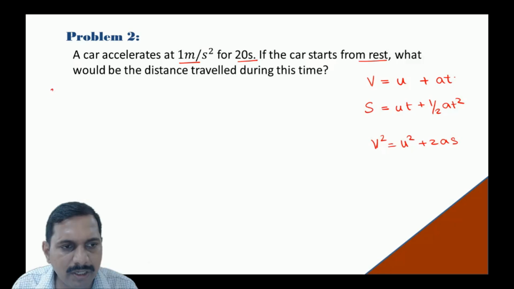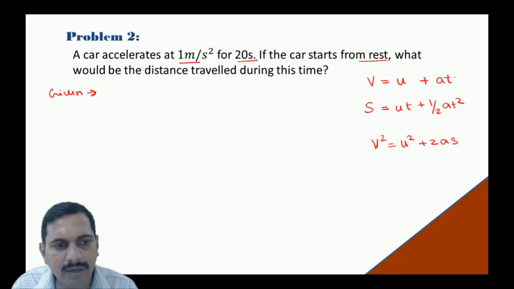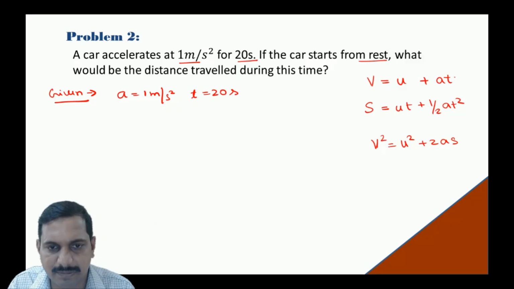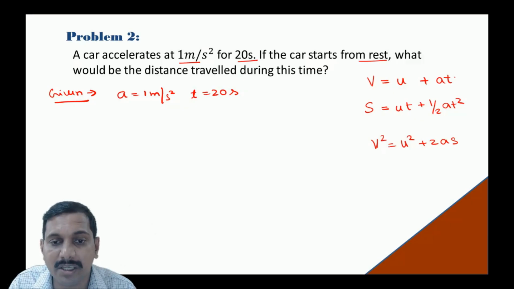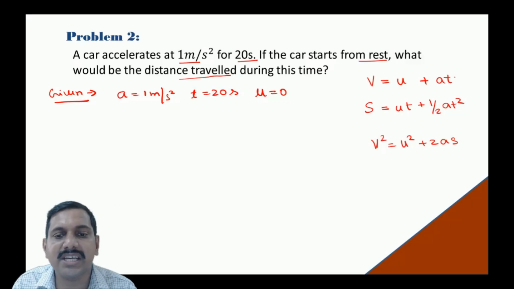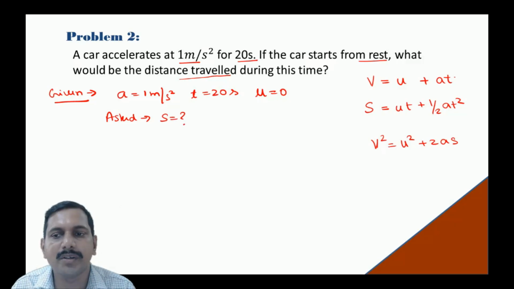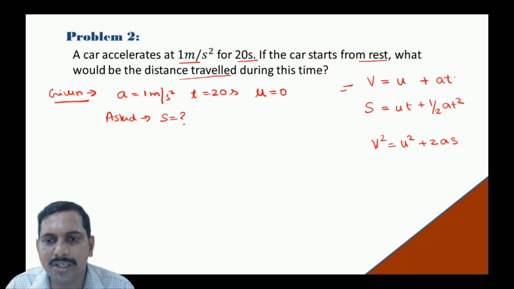Now what is given in this problem, let us see. Given here is acceleration which is equal to 1 meter per second square. Second is the time, 20 seconds. If the car starts from rest, then U is given as 0. What is asked? What is the distance traveled? So let us find out which equation to apply.